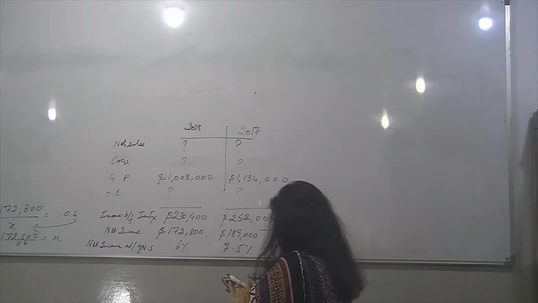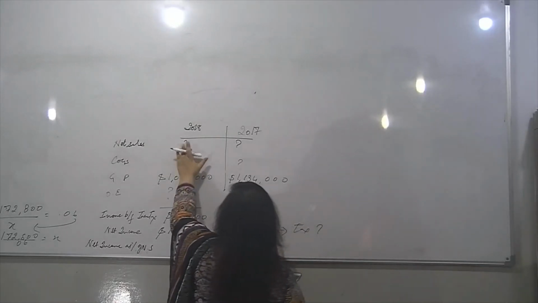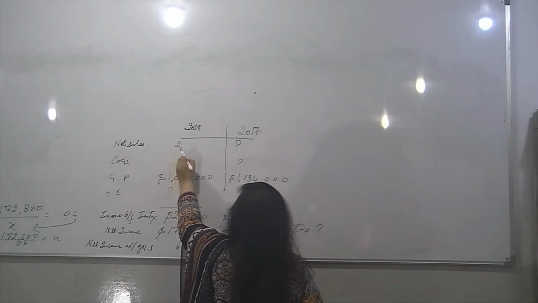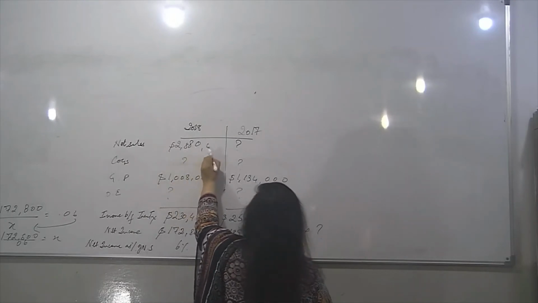So we have 172,800 by 0.06. I have 2,880. So now it's 2,880,000.